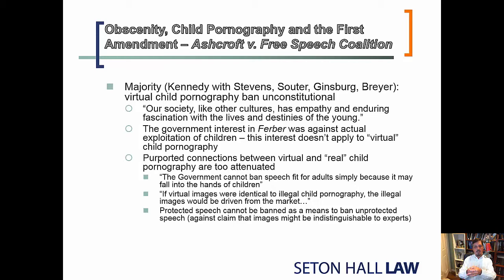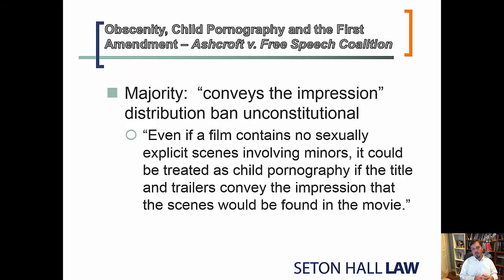The majority also says that the part of the statute that would criminalize material that conveys the impression that it involves child pornography is unconstitutional. Here the majority says this could capture a lot of things, like simply a trailer that seems to suggest the film has sexually explicit content involving children, where the trailer itself doesn't have sexually explicit content. But it seems to convey that the movie might, but the movie in fact doesn't. And the court says that would go too far. Again, that would be building a fence around the protected stuff when you need to build the fence only around the unprotected stuff, according to the majority opinion.